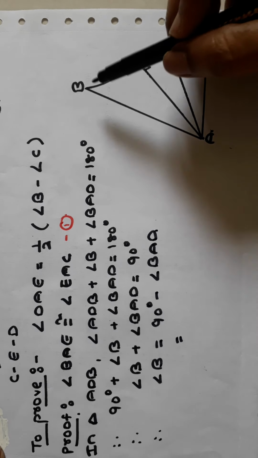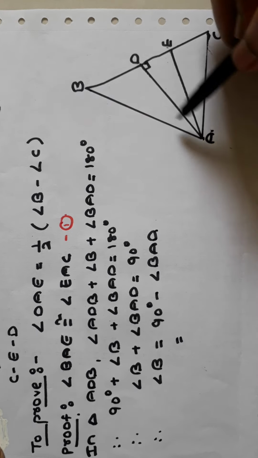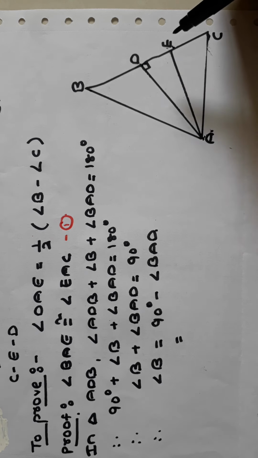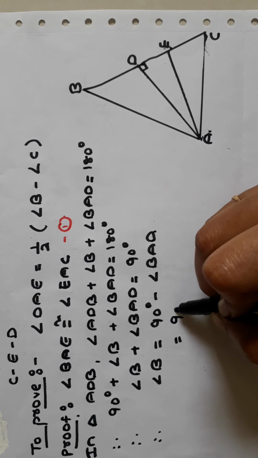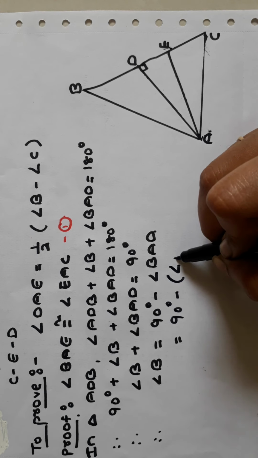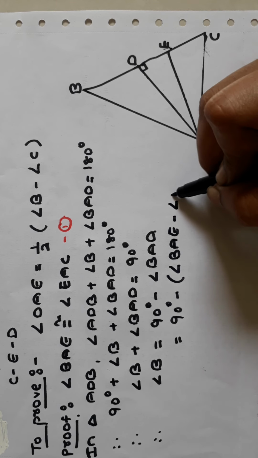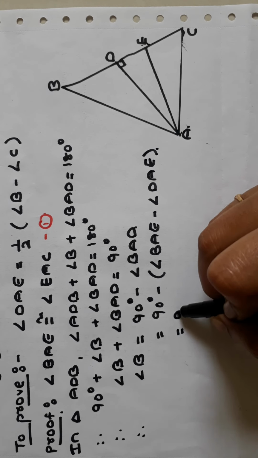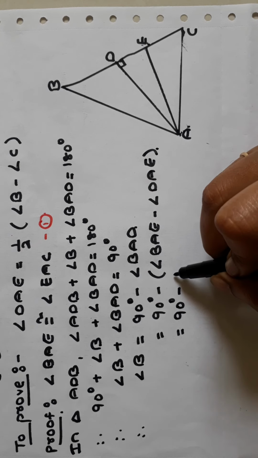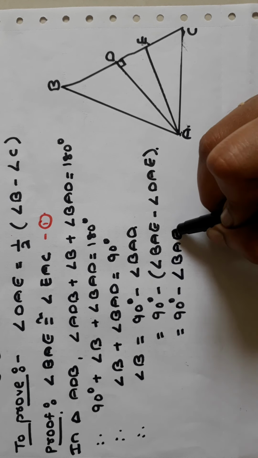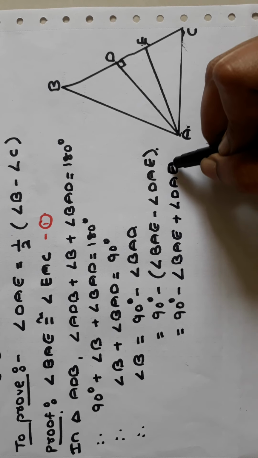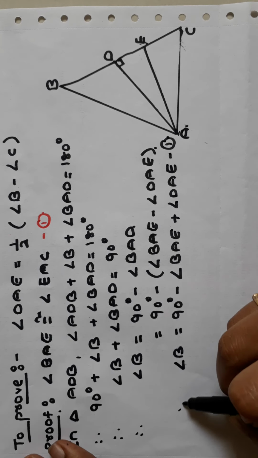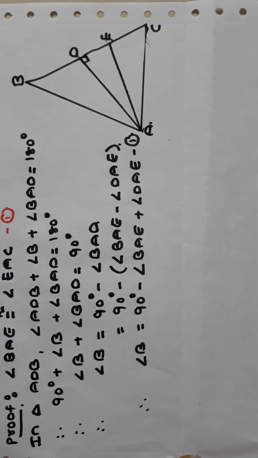But look in the figure. Can I write BAD as BAE minus DAE? 90 degrees minus angle BAE minus angle DAE. 90 degrees minus, take minus inside the bracket, angle BAE plus angle DAE. Put 1.